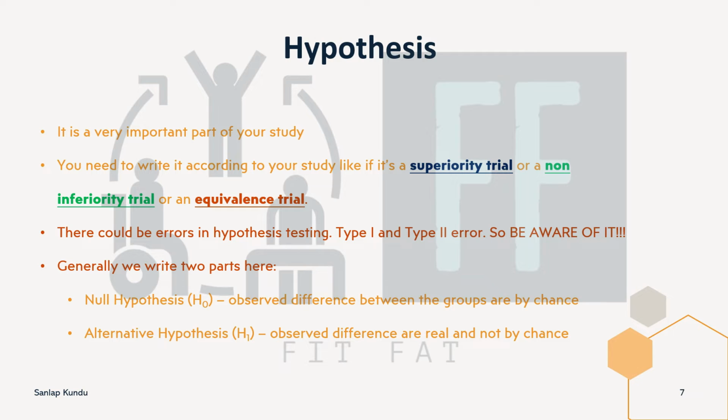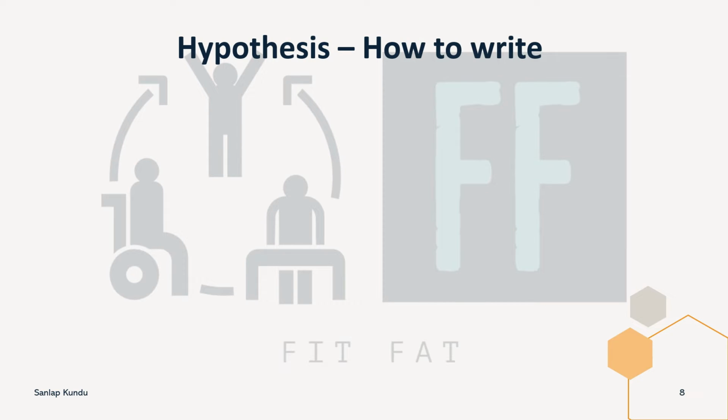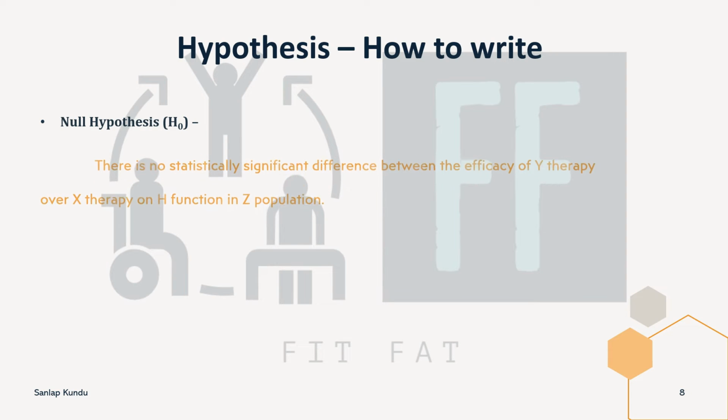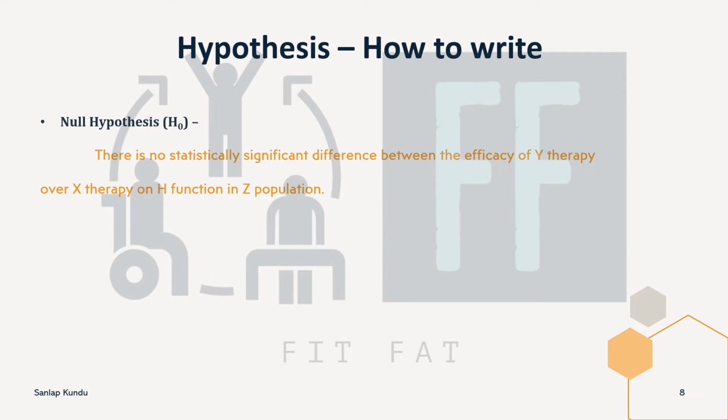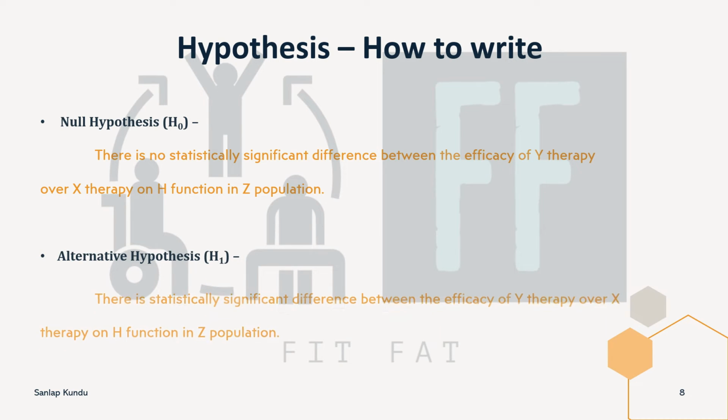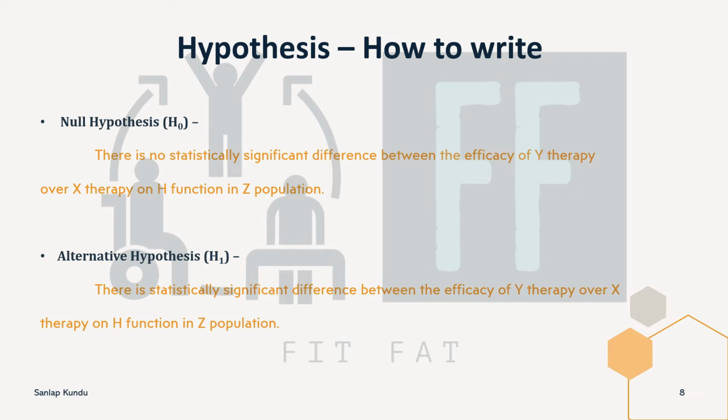That means the changes are statistically significant. So to write the hypothesis, first we need to mention the null hypothesis. In this part, you need to write that there is no statistically significant difference between the efficacy of Y therapy over X therapy on H function in Z population. And for the alternative hypothesis, you need to write that there is statistically significant difference between the efficacy of Y therapy over X therapy on H function in Z population.